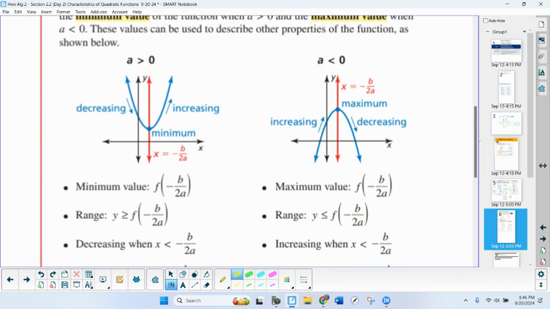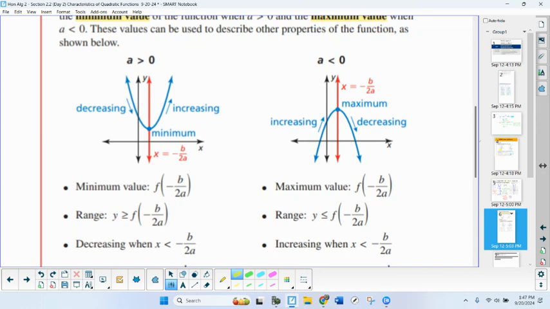Domain, if it opens up, does it go left forever? Right forever? Yeah. Domain's all real numbers. How about if it opens down, does it go left forever and right forever? Domain is always what? All real numbers. Now the range, if it opens up, you're going to tell me Y is everything above whatever your minimum is. If it opens down, you're going to tell me everything less than or equal to your maximum.